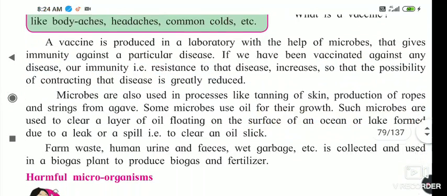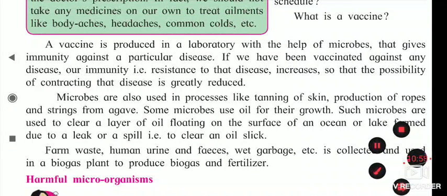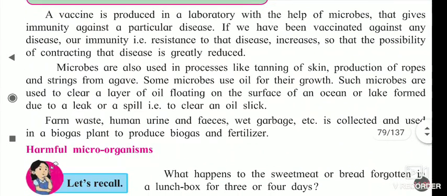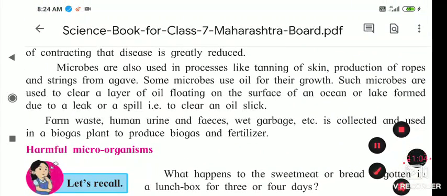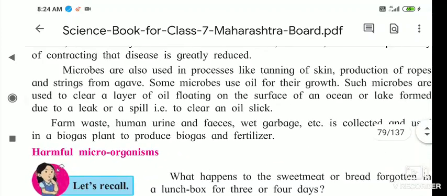Means in future, if the baby is vaccinated with the particular vaccine, the baby will not suffer from this disease in his life. Or when these microorganisms enter the baby's body in future, it has the power to fight those diseases. Next point: microbes are also used in processes like tanning of skin.